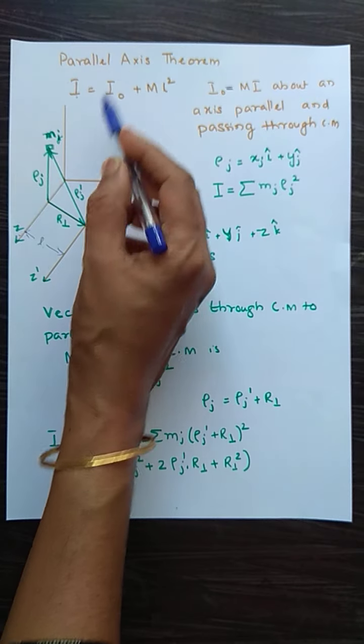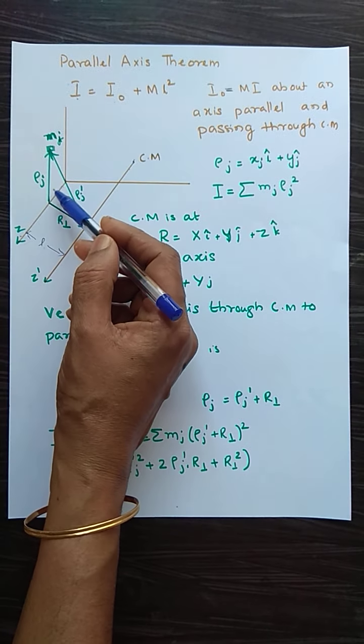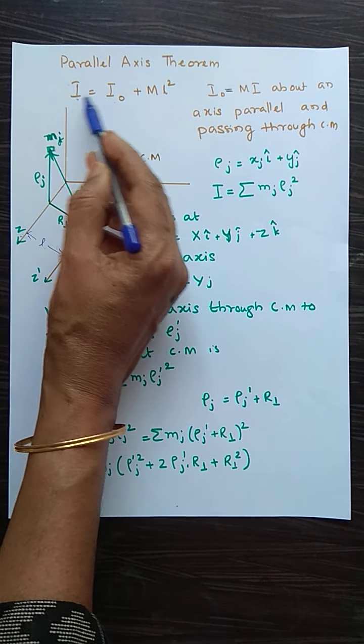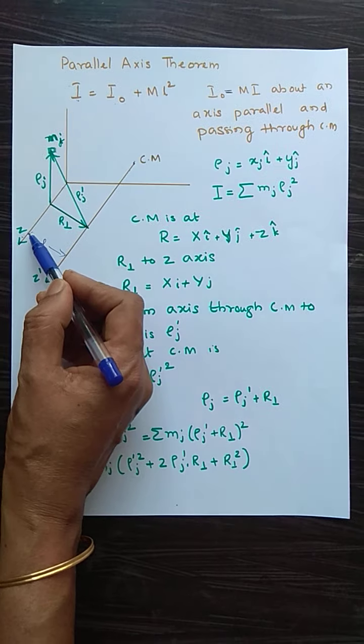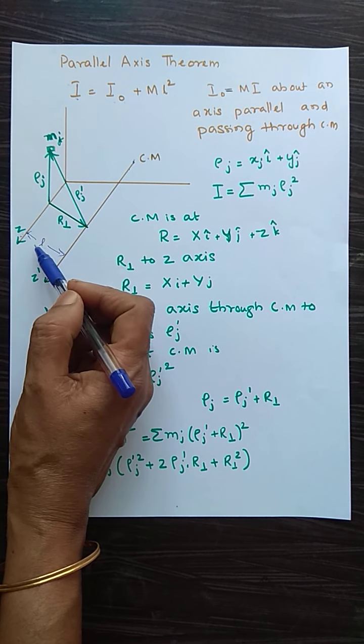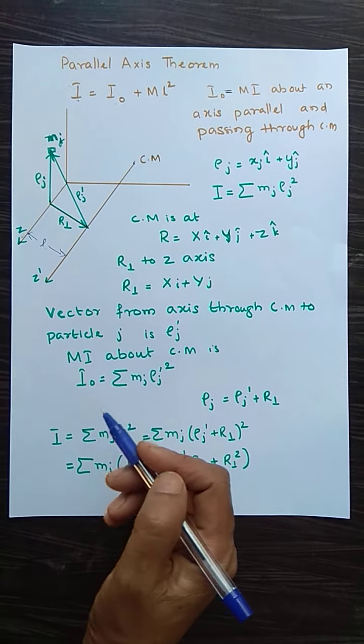So according to parallel axis theorem, the moment of inertia of this object about an axis is I equal to I0 plus ML square, where L is the distance between these two parallel axes. Now let us see how we can derive this.